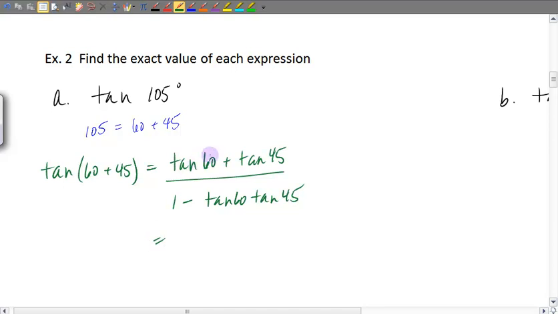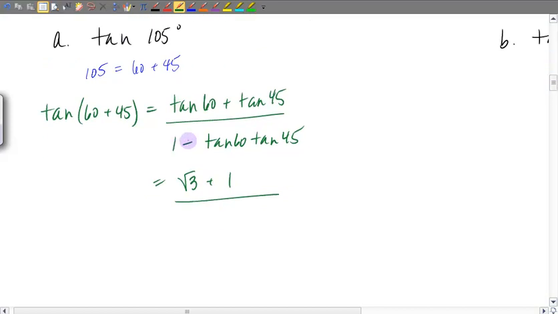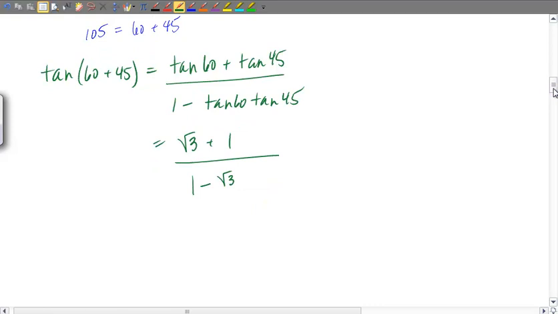Now let's replace the tangent of 60 with what I know it is off of the unit circle. I know that the tangent of 60 is going to be the square root of 3. The tangent of 45 is 1. So I'm going to use those same values, and I say 1 minus the tangent of 60, which is the square root of 3, times the tangent of 45, which is 1. So square root of 3 times 1 is just the square root of 3. Well, I'm not done there because I have to get rid of the denominator. In other words, I don't want radicals in my denominator.